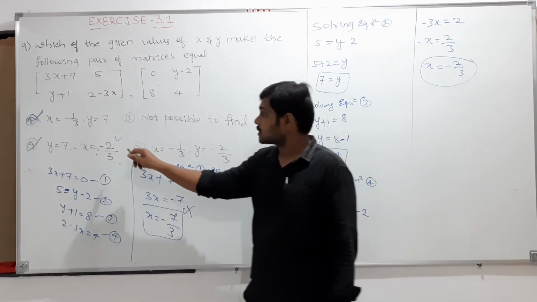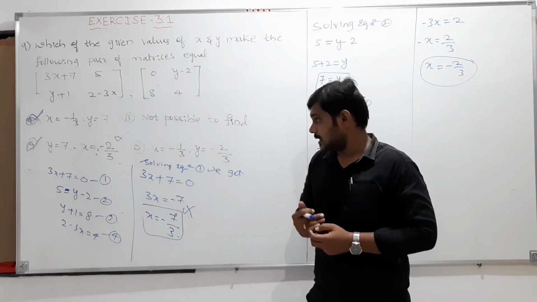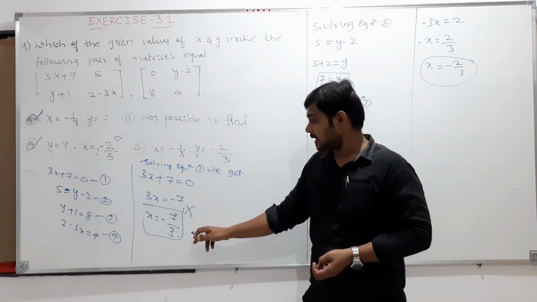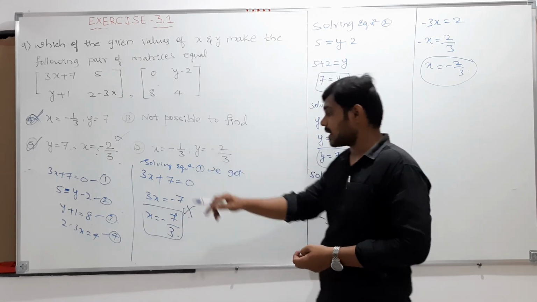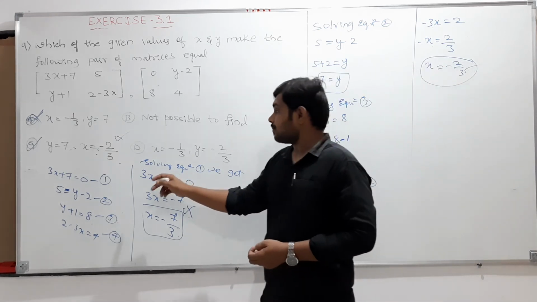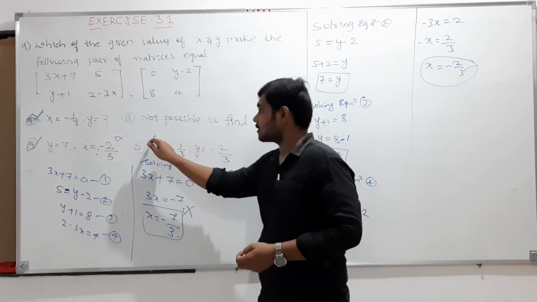So therefore the third option is also not valid. This is one reason. And another reason is that x should not take two values. Here it is taking minus 7 by 3, and here it is taking minus 2 by 3. And the next x value is minus 1 by 3, and here also the x value didn't go to minus 1 by 3.